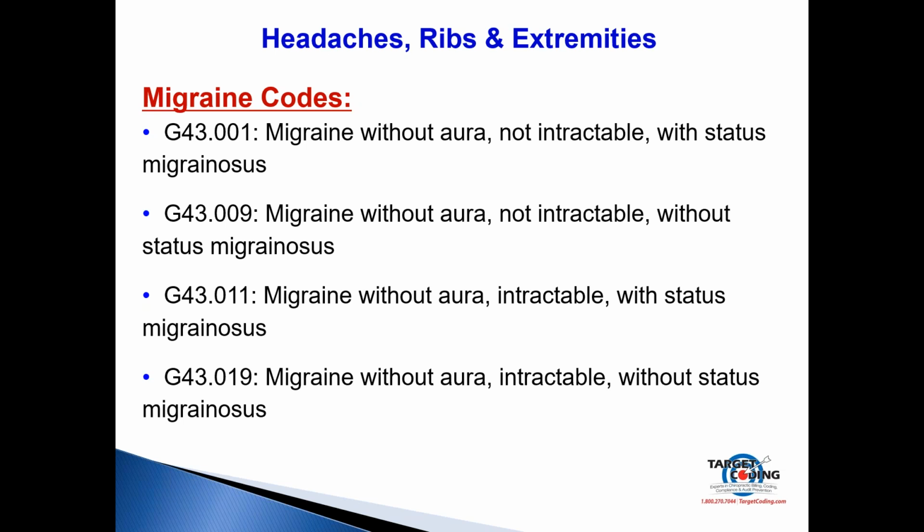So you could ascertain that just by talking to the patient. Next, status migrainosus. Again, I speak to hundreds, maybe thousands of chiropractors a year with all the presentations that I do throughout the year, and most chiropractors and staff members do not know what status migrainosus is. So a migraine headache that lasts for more than 72 hours is considered status migrainosus.